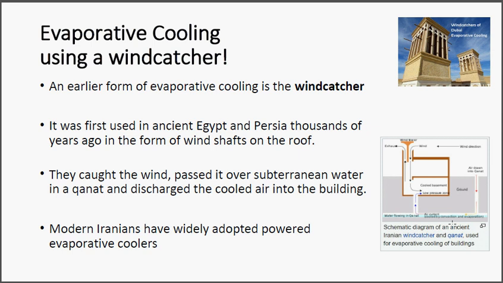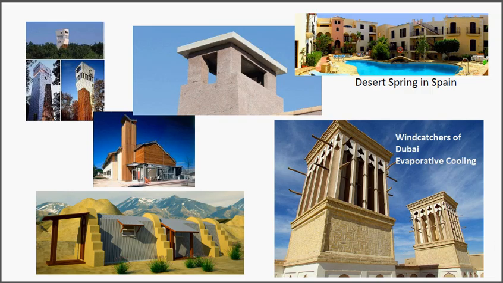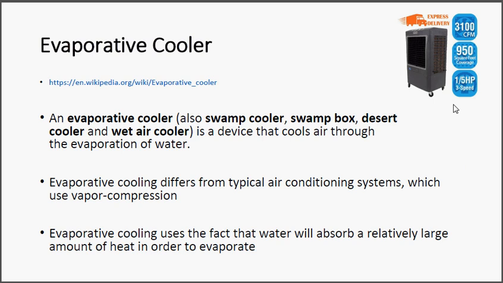But the beauty is you don't have to pay a huge amount of energy like you would for air conditioning units. So the energy is pretty much free. Okay, let's go back. So we've got little aircon units here. That's an evaporative cooler. Information has been taken from Wikipedia. You can see the link up there. They're also called swamp coolers, swamp box, desert cooler, or wet air cooler. And it's a device that cools air through the evaporation of water.